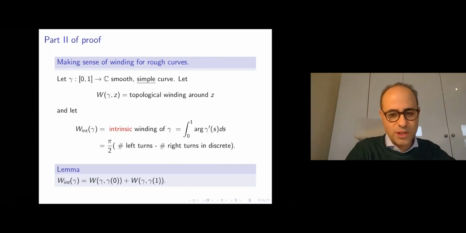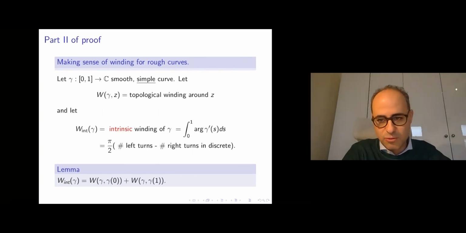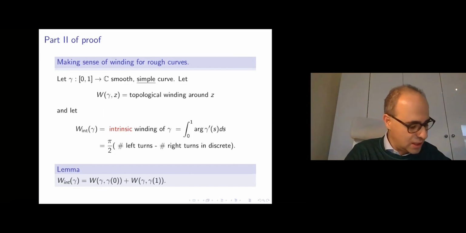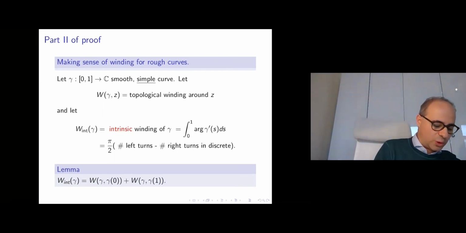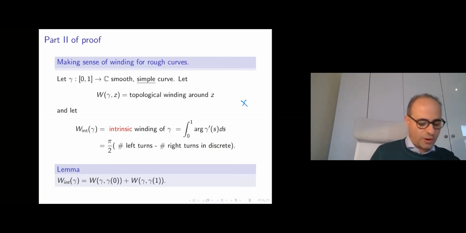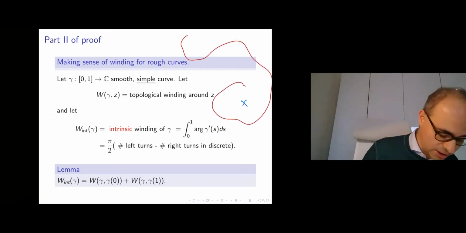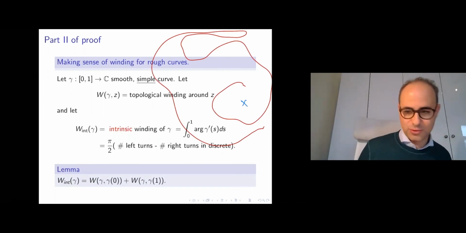Okay, so we need to distinguish. There are two useful notions of winding. If I've got a simple path in the complex plane, then I can talk of the topological winding around Z. So here's Z and here's my curve. Then I can ask how many turns around Z it has done. So here, I don't know, 3 pi over 2, something like that.